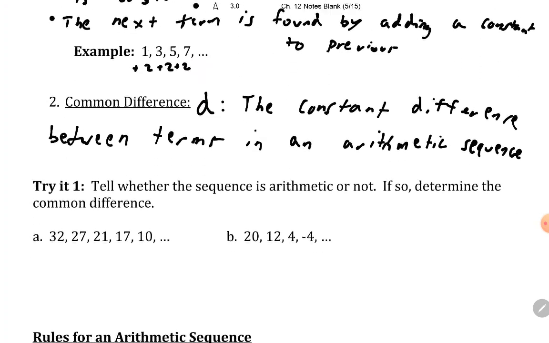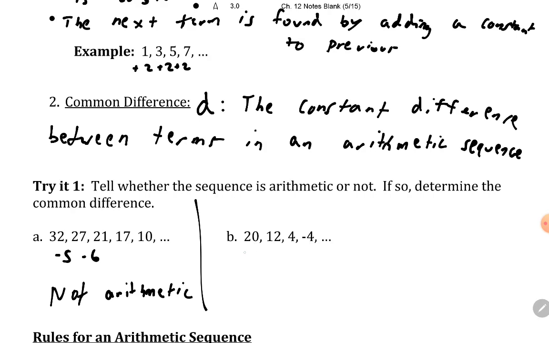Tell whether the sequence is arithmetic or not. If so, determine the common difference. So let's look at the differences here. From 32 to 27, we're going down by 5, and then we're going down by 6. So this is not arithmetic, because the differences would be the same. They would be going down by 5 each time, or going down by 6 each time. It's going down by the same number, or up.